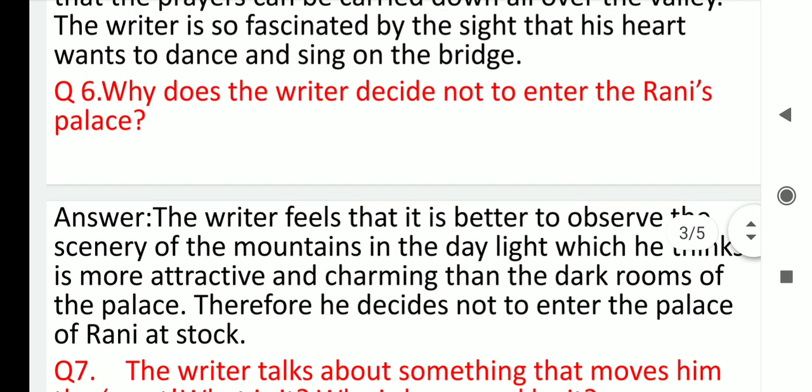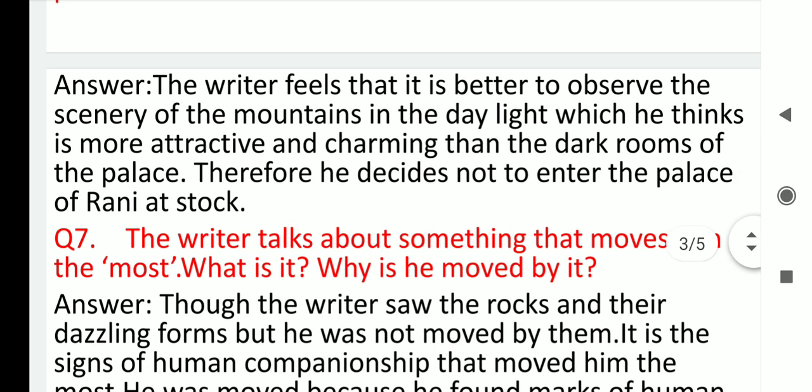Now question number 6. Why does the writer decide not to enter the Rani's palace? Answer: the writer feels that it is better to observe the scenery of the mountains in the daylight, which he thinks is more attractive and charming than the dark rooms of the palace.